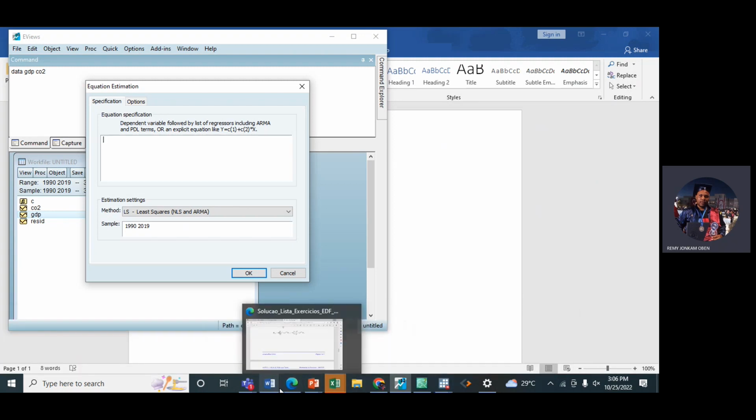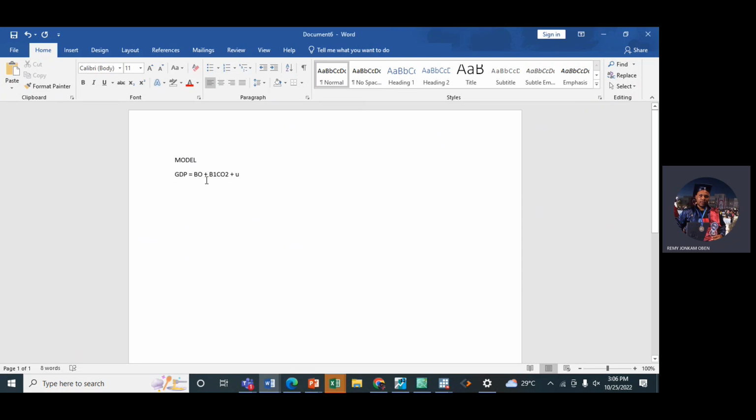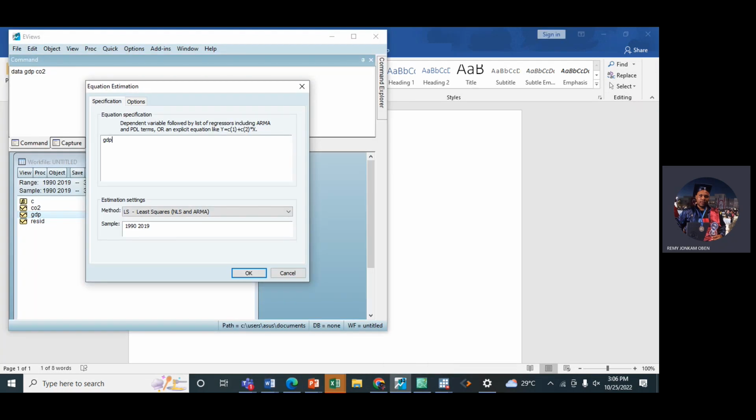Come back to the model. Where is Microsoft Word? Look at your model. Your model is dependent variable GDP. After the dependent variable, you have the constant. After the constant, you have the independent variable carbon dioxide. So that is how we do it. You go to EViews. What you write here is GDP. You always start with the dependent variable. Be careful. You give a space. You write C. That C stands for constant. You give a space. Then you write CO2.